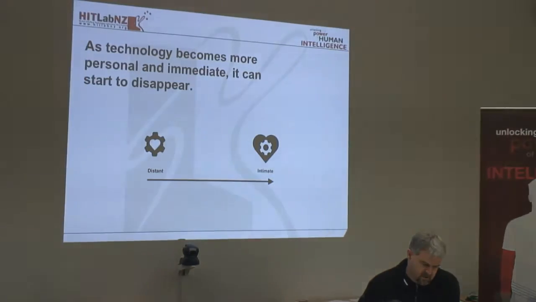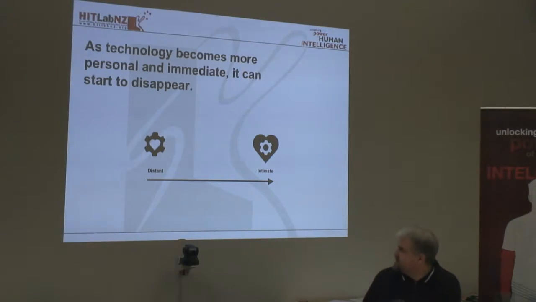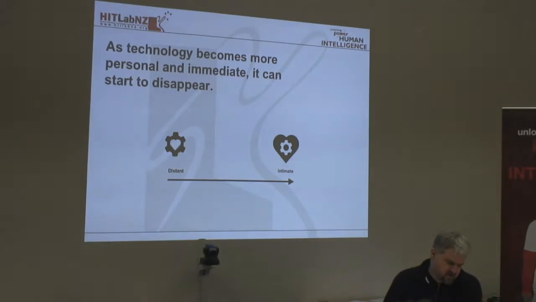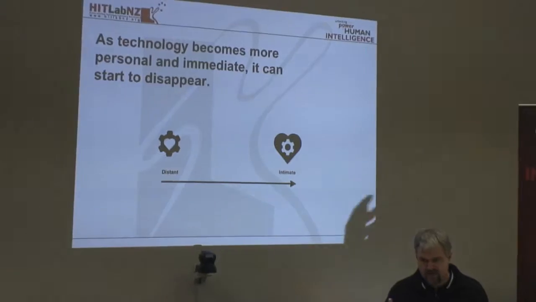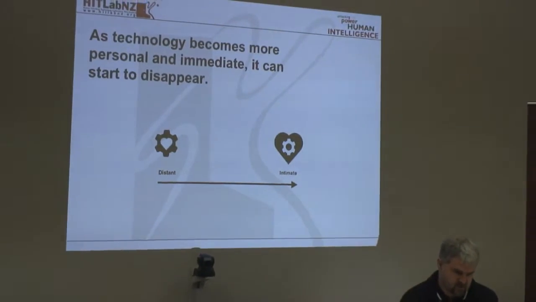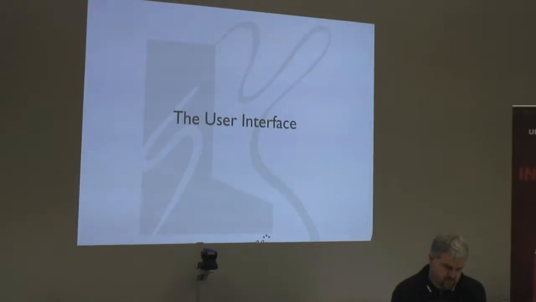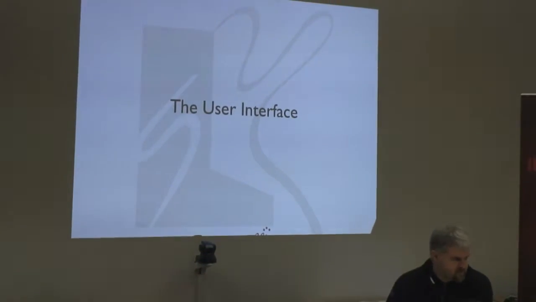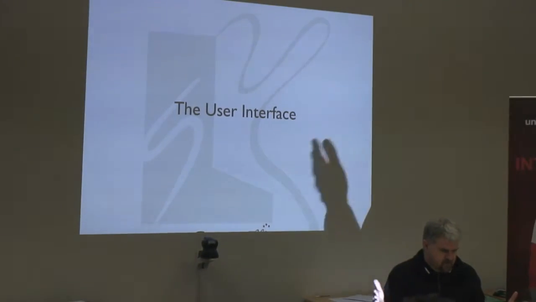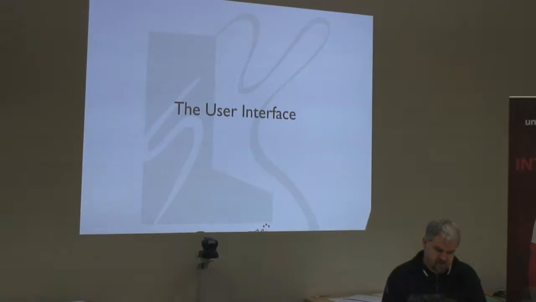And one of the underlying goals is for the technology, as it becomes more personal and immediate, to start to disappear. Today people feel overwhelmed by technology, but if we can get the technology out of the way, then it should be able to start to disappear a little bit. So let me talk about the Glass user interface. I've shown you a little bit about how the hardware evolved over time, and now I'm going to show you a little bit about the software interface.